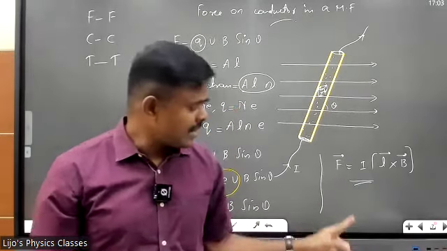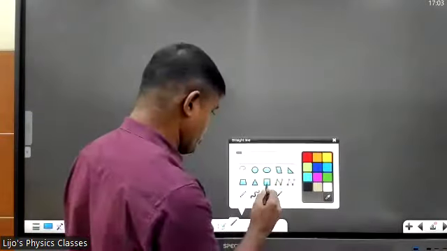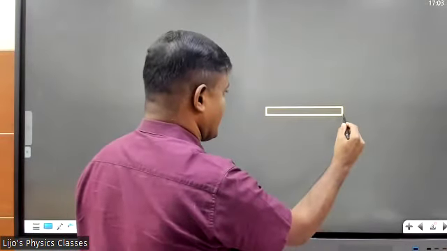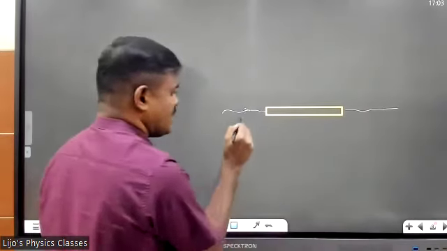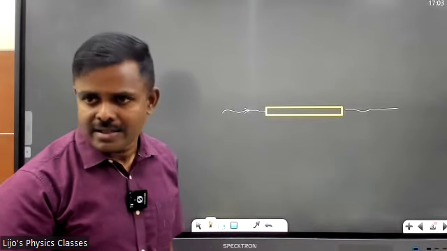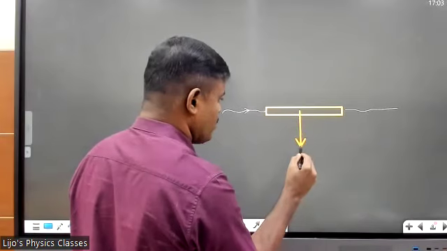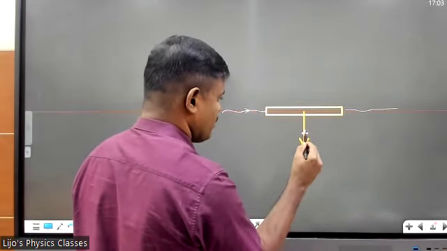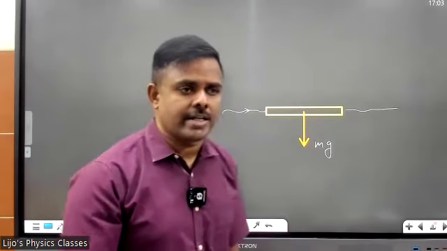Okay. And there is a numerical which I did in class. That is very important. Textbook numerical. Imagine you have a conductor here and you are letting a current pass through it. This is a current carrying conductor, right? Now it is trying to fall down because of its weight. What is my condition? I want to keep it stationary in space.